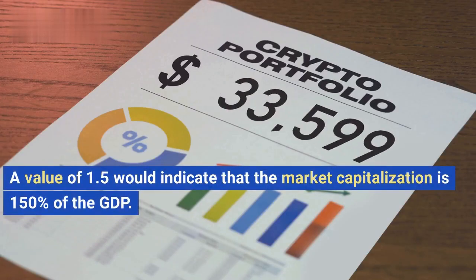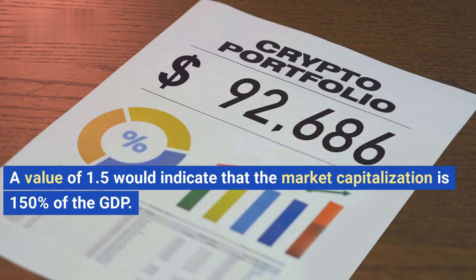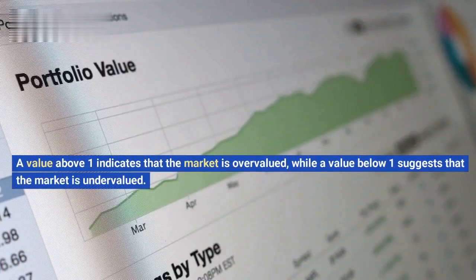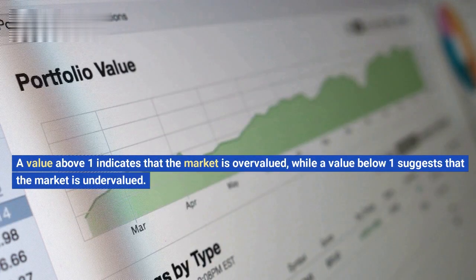A value of 1.5 would indicate that the market capitalization is 150% of the GDP. A value above 1 indicates that the market is overvalued, while a value below 1 suggests that the market is undervalued.